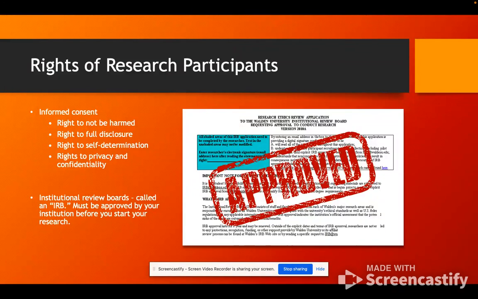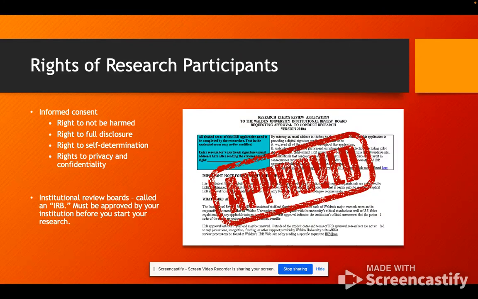Right to self-determination: they have the right to say no. At any time in the study, they have the right to stop participating. So as the nurse, you are kind of like a support person, and you can educate them on that. They have the right to say no. And then your right to privacy and confidentiality, obviously, we're keeping information confidential, keeping data confidential that they confide in us.